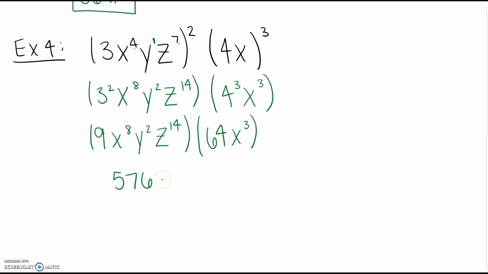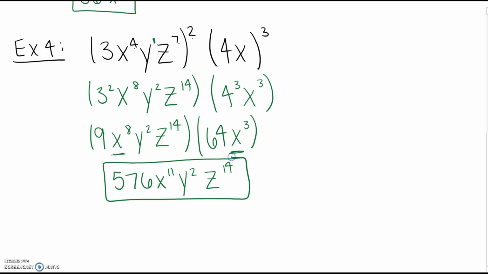576. Now we can use the multiplication property. So we've got x to the 8th and x cubed. So that can be added, 8 plus 3, 11. And then we'll just bring down everything else. So we have y squared and z to the 14th. That's our final answer.